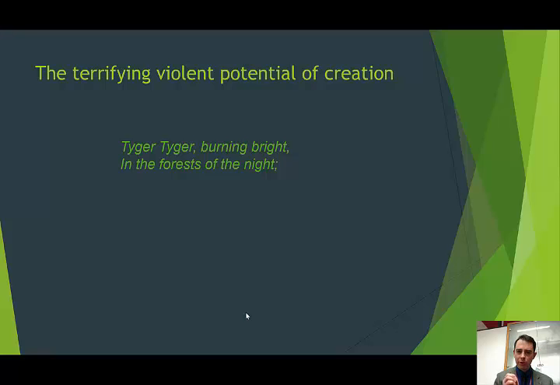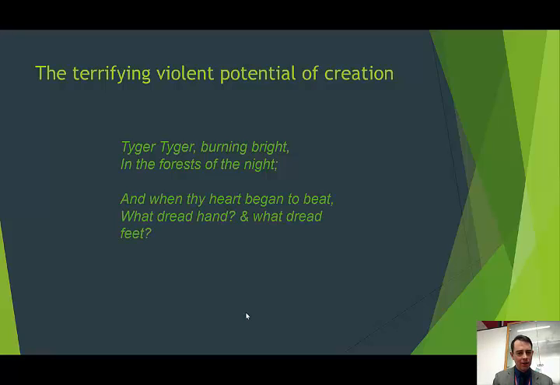The burning could also refer to its intent, and its power to destroy. So not only does it look like it's burning, but it has an incredibly destructive power, just like fire has a destructive power in the forests of the night. And this is another reference to its violent potential. We've got "the heart began to beat," so its heart is just beginning to beat.